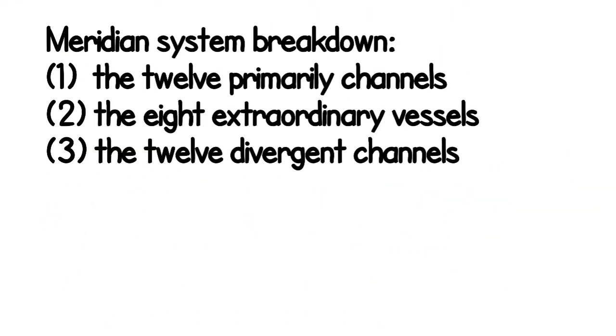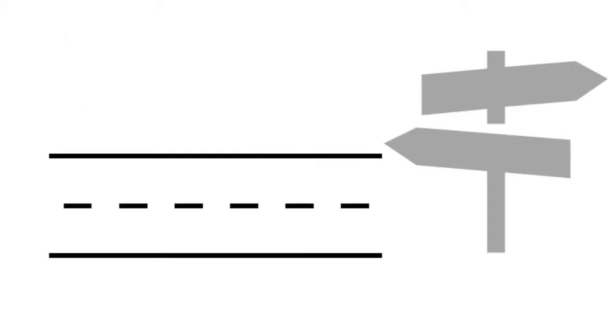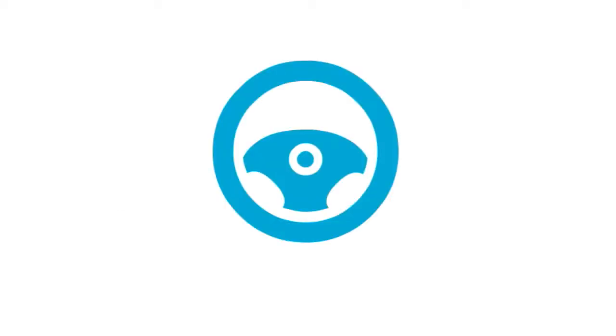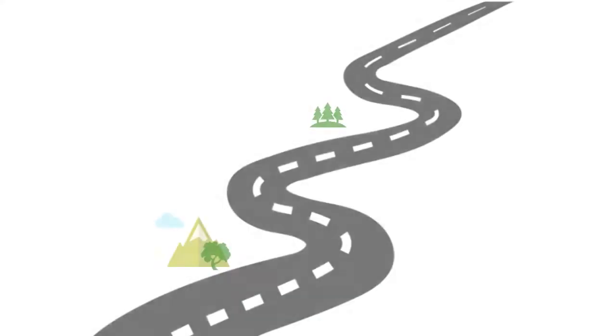The entire meridian system comprises, first, the 12 primary channels, second, the 8 extraordinary vessels, and third, the 12 divergent channels. There are exit points on roads, so you can steer your wheel in one direction and branch off into a different one, right? So does the meridian system.